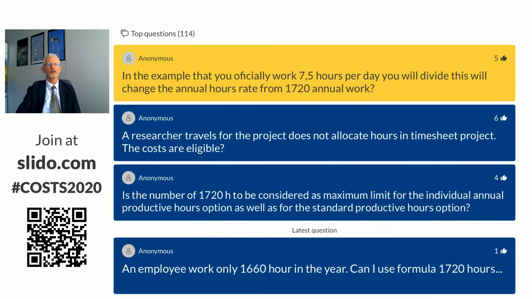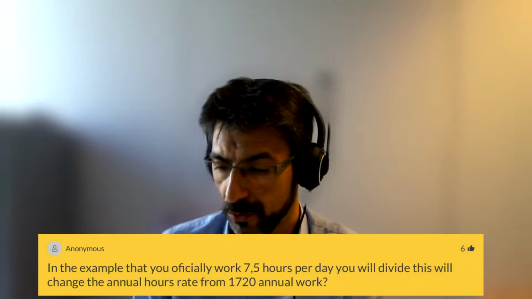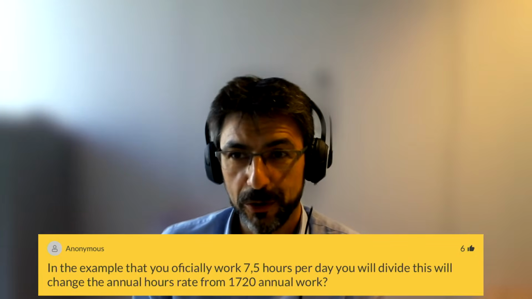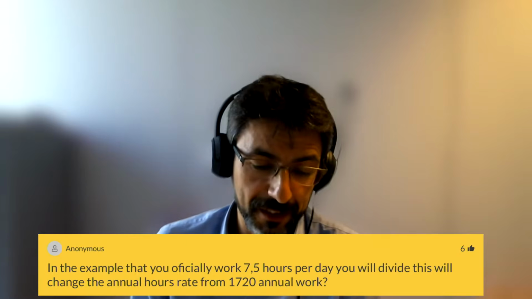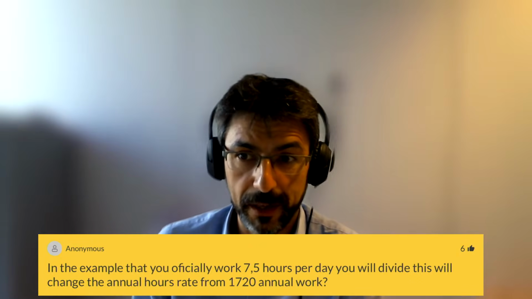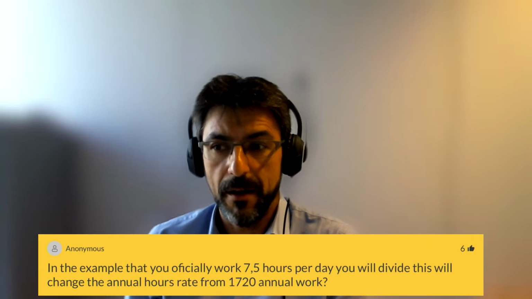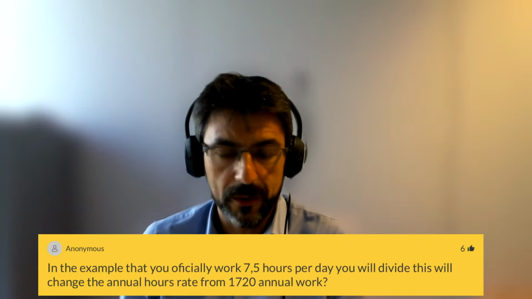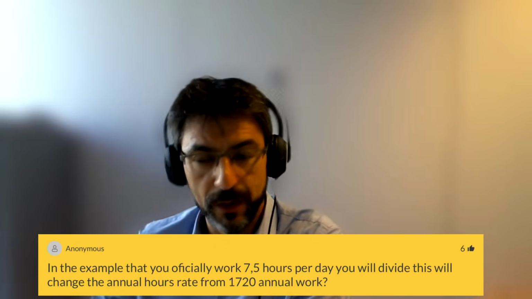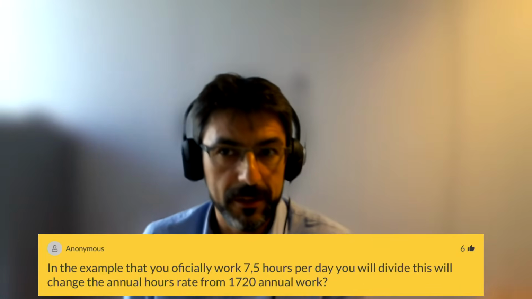In the example that you officially work 7.5 hours per day, you will divide. This will change the annual hours rate from 1720 annual work. No, if you go to option 1, 1720, that's the beauty of the option, that it doesn't change. In fact, it changes if there is a pro rata to be calculated. I insist, if I'm a part-time worker and I work 50% of my time under the contract, of course I will calculate a pro rata. If I started in July, I will calculate a pro rata, but otherwise it's 1720.